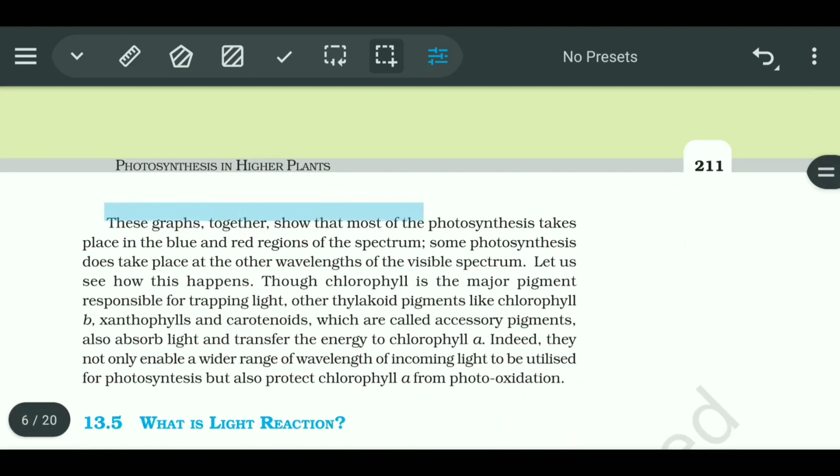These graphs together show that most of the photosynthesis takes place in the blue and red regions of the spectrum. Some photosynthesis does take place at the other wavelengths of the visible spectrum. Let us see how this happens.